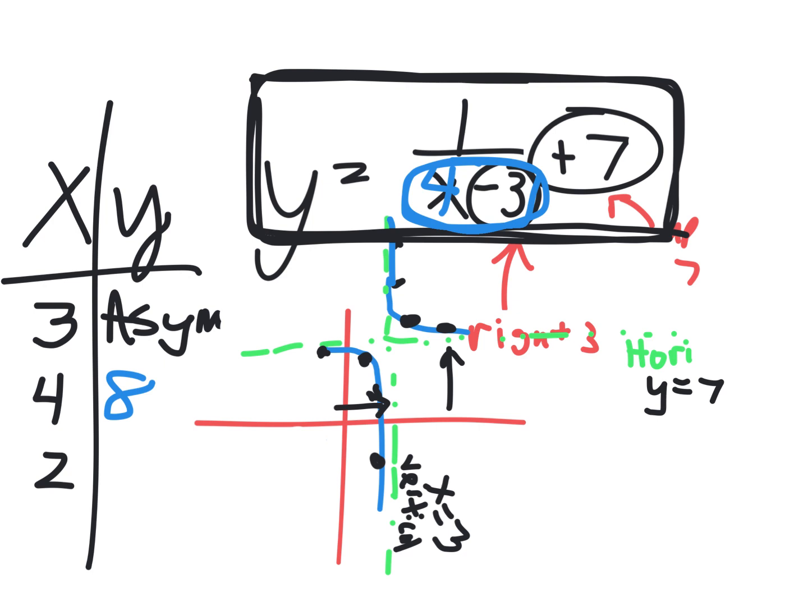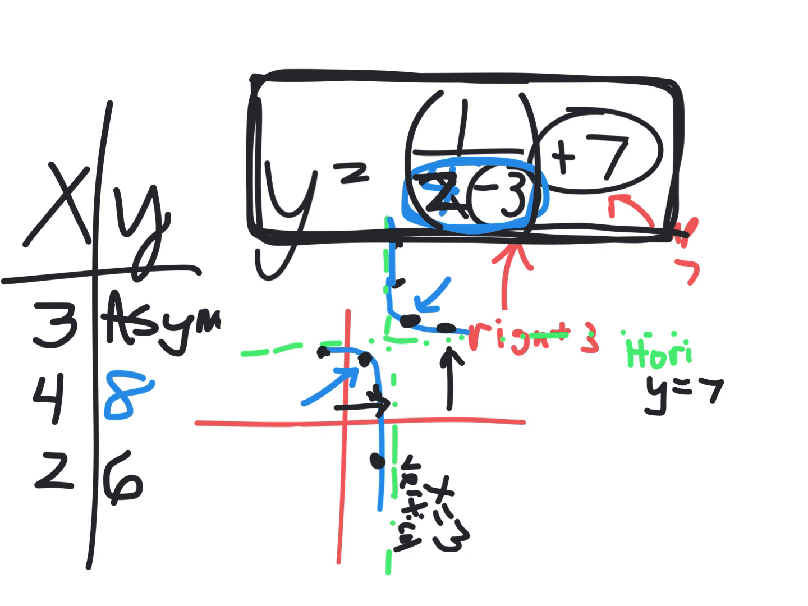Mr. Keatley, can you tell me if I put in a 2, walk me through it here, 2 minus 3 makes? So it's 1 over negative 1, which is negative 1. Yes, and negative 1 plus 7? Yes. And that's this point right here was 4 comma 8. And this point right there would be 2 comma 6.